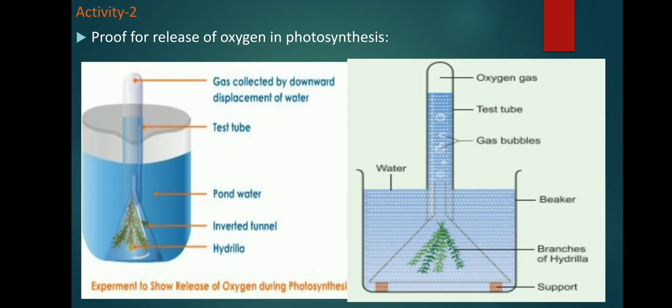Observation: after some time, you will observe small gas bubbles coming out of the leaves of hydrilla. These bubbles collect at the end of the test tube. Collect more gas and then take the test tube out by closing its mouth with the thumb. Test the gas by introducing a glowing splinter. The splinter glows and burns more vigorously. Conclusion: from the above experiment, it is clear that oxygen is evolved during photosynthesis.